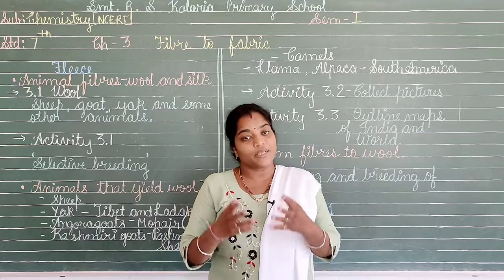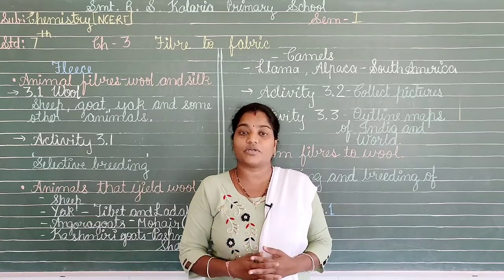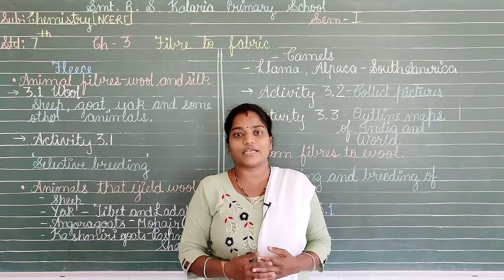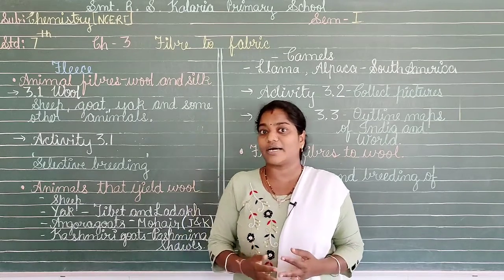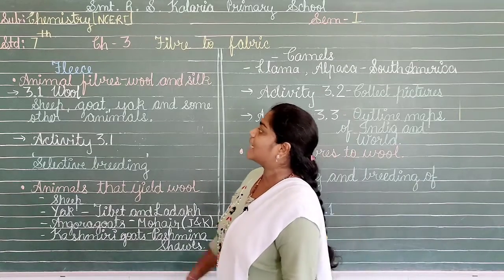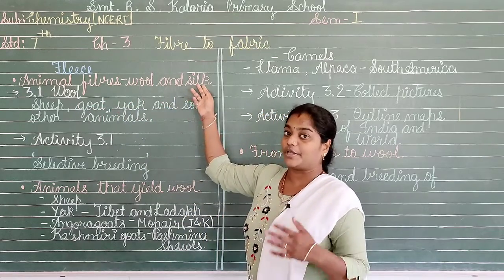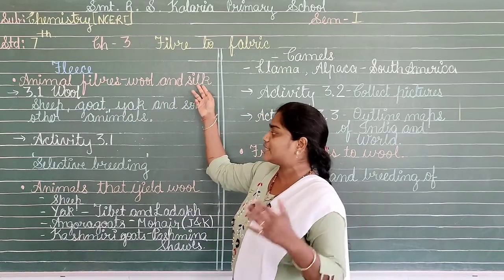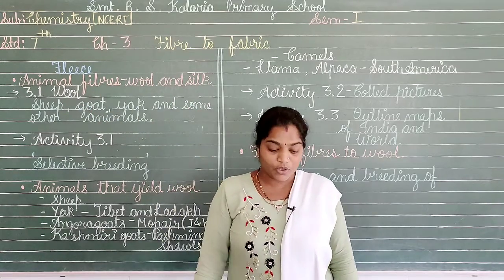What is this fleece? The upper hair of the skin of the animals is known as the fleece. Now this is taken from the wool giving animals. Which are the wool giving animals to us? For that we need to go through this point. Here we have animal fibers, that is wool and silk, which are going to be highlighted in this chapter. Next we have topic 3.1, that is wool.